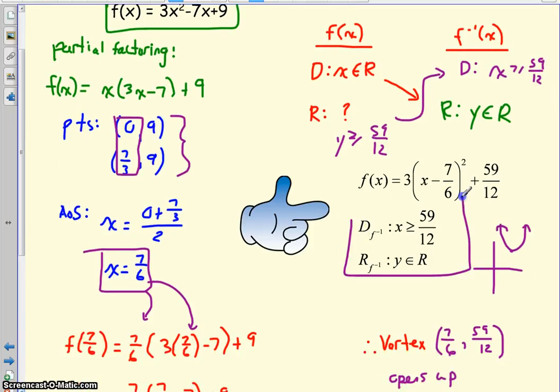Okay, so again, to get the domain and range it helps to have vertex form. Once that's all done, it's just a matter of interchanging them to get the domain and range of your inverse.